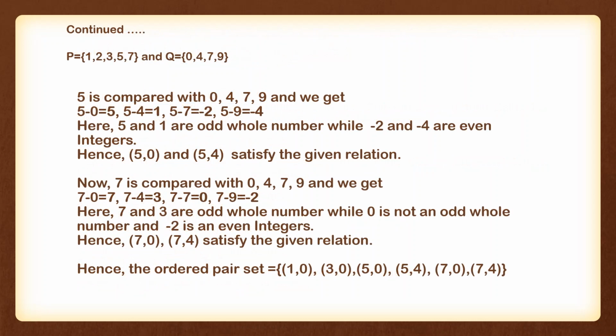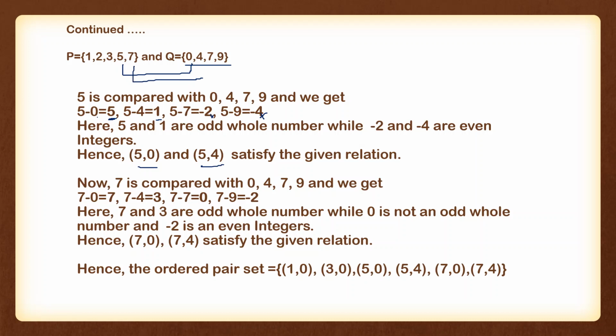Next element is 5, compared with all of 0, 4, 7, 9. So when 5 is compared, 5 minus 0 is 5. Yes, it is odd also. 5 minus 4 is 1. Again an odd number. 5 minus 7 is minus 2. No. 5 minus 9 is minus 4. Again no. So 5, 0 and 5, 4 are the two ordered pairs that satisfy the relation.